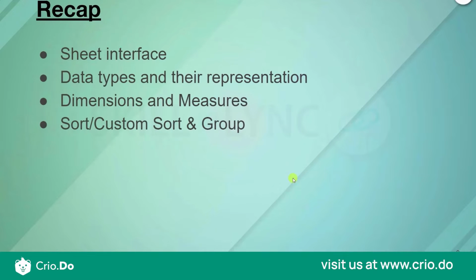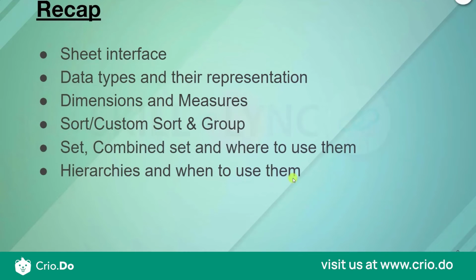We discussed the sheet interface in Tableau, data types and their representation, dimensions and measures, and how we are going to use dimensions and measures. We discussed a bit about discrete and continuous values. We discussed sort, custom sort, and how to group values in Tableau. We also spoke about how many ways we have in Tableau to do sorting and custom sorting, and how many ways we have to do grouping in Tableau.